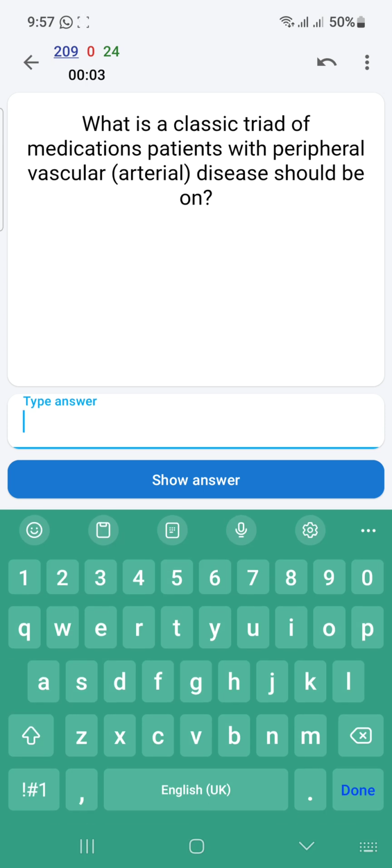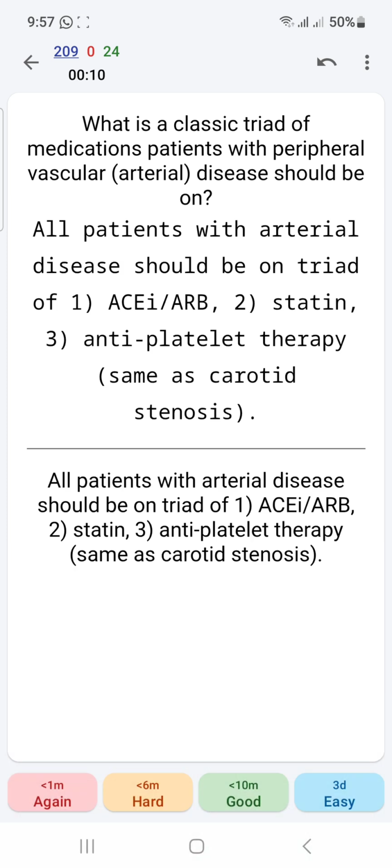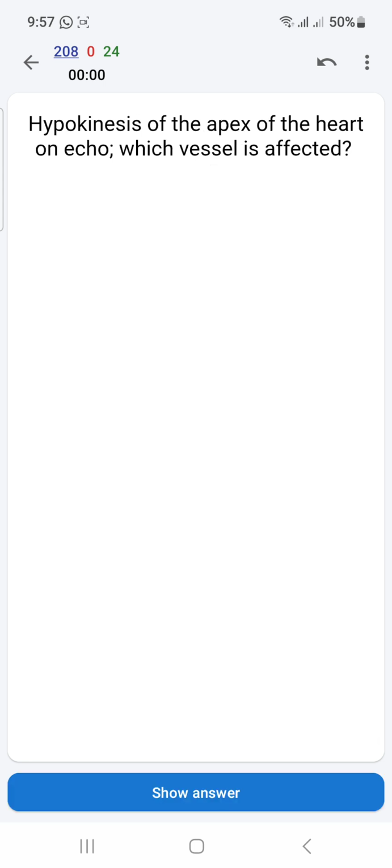What is a classic triad of medications patients with peripheral vascular disease would be on? All patients with arterial disease should be on a triad of ACEs and ARBs, statin, antiplatelet therapy, same as carotid stenosis. Hypokinesis of the apex of the heart on echo.